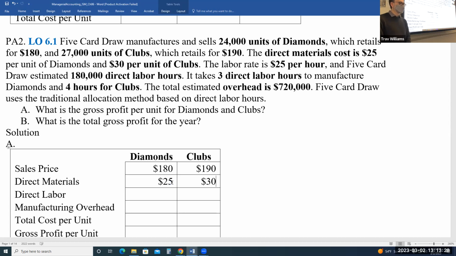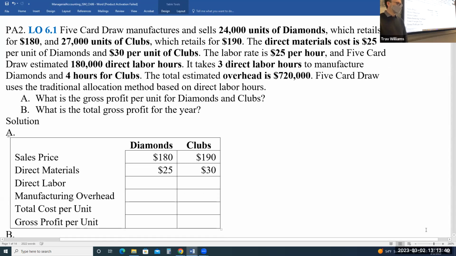Okay, but then we get to labor. So what do we put for Diamonds for the direct labor cost per unit? $75, perfect. Is that Joseph? Okay, and how did you figure that out? You would go ahead and do the direct labor hours times the rate. Okay, so it's 3 direct labor hours times $25 per hour. And then for the Clubs product, it's 4 hours of direct labor, so 100. Okay.